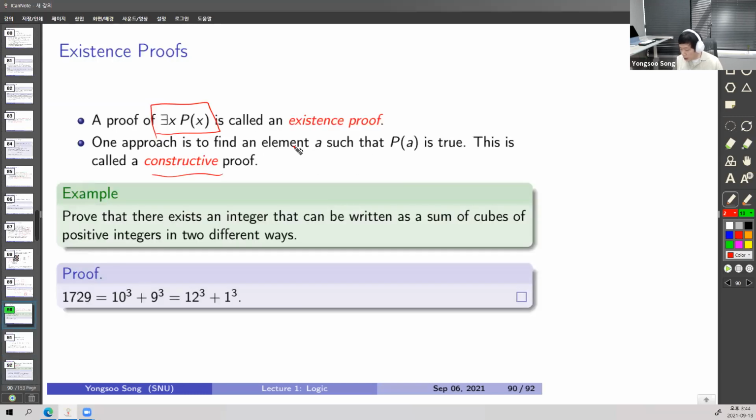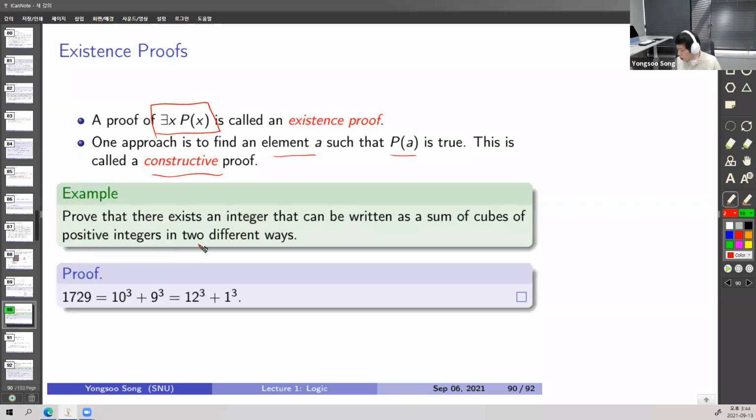In the first type of proof, the constructive proof, you basically look for an element. You find an element A such that P of A is true. So this is how you prove this statement. Here's an example. The theorem states: prove that there exists an integer that can be written as a sum of cubes of positive integers in two different ways.